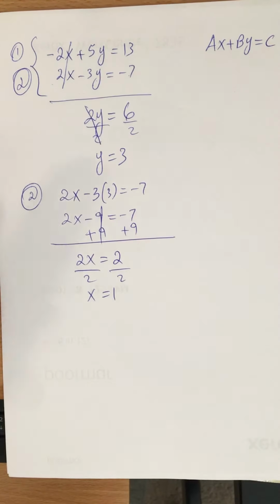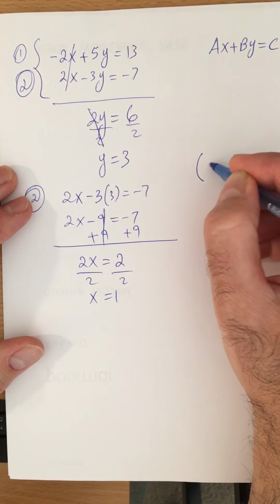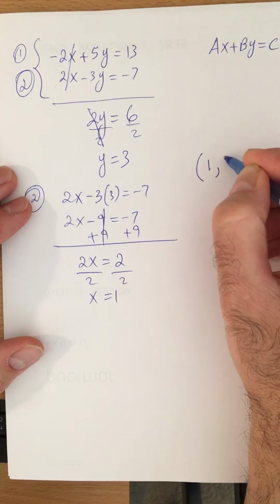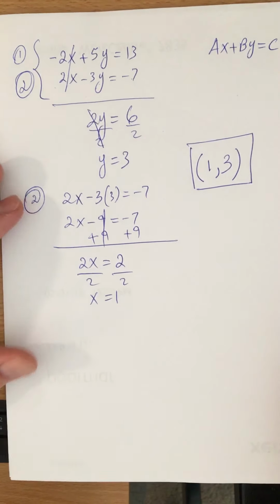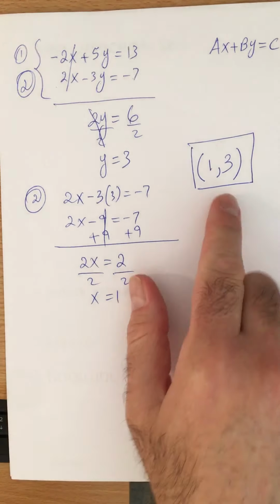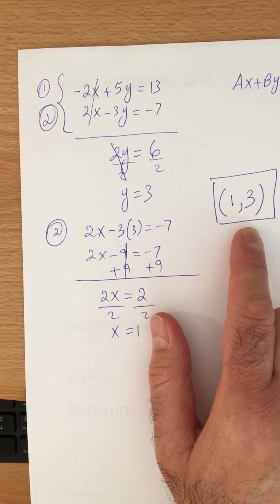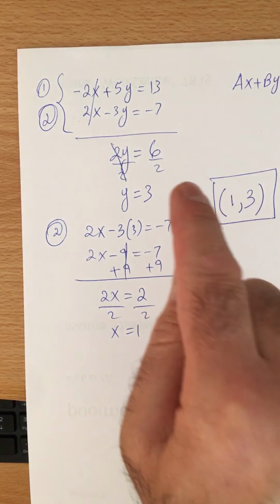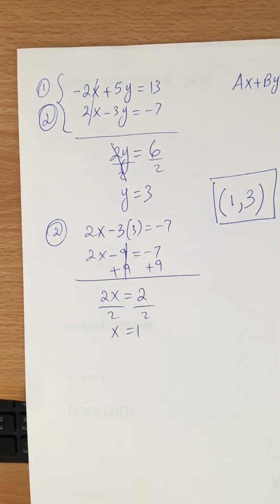So again, I have one solution for this system, and that solution is 1 comma 3. So you put it as an ordered pair. I have one solution. That means this point satisfies both of these equations. And if I were to graph these two equations, they will intersect at exactly that point.